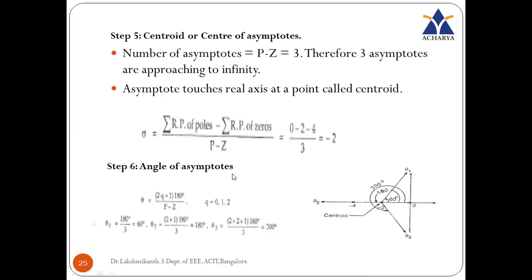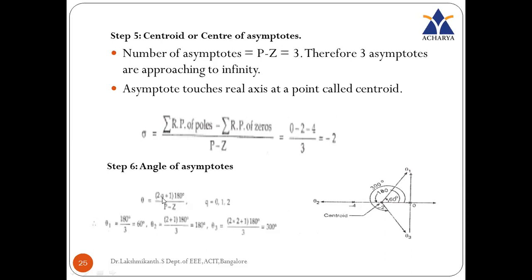Similarly, find the angle of asymptotes. The angle of asymptote theta is equal to (2q plus 1) into 180 degrees divided by p minus z, where q is the number of angles, and q is usually taken up to p minus z minus 1. So what is p minus z? 3. Minus 1 is 2. Therefore, the values of q will be 0, 1 and 2. So till 2 it will be taken. So find the 3 angles by substituting the values of q.